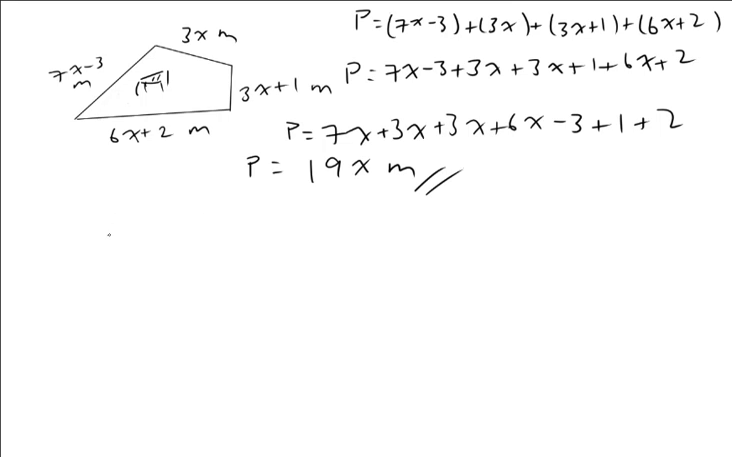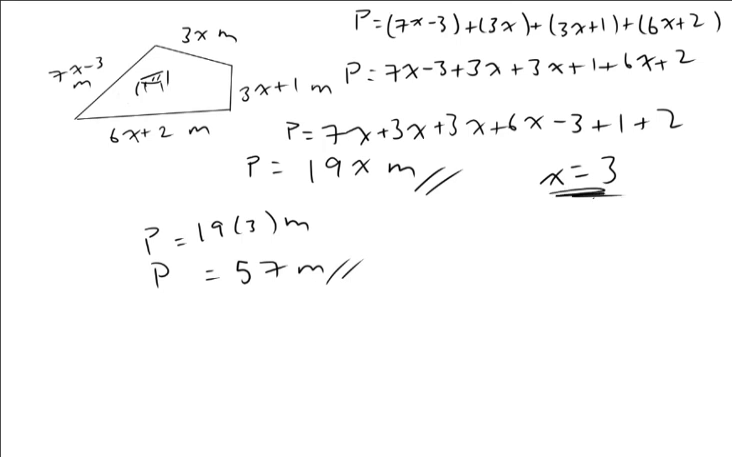So let's just say that x is equal to 3. Alright? So what's the perimeter then? Well, the perimeter is simply 19 times 3, right? Which gives us 57 meters. So that is the perimeter if x here is equal to 3.